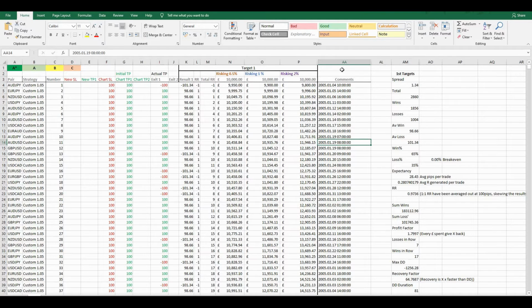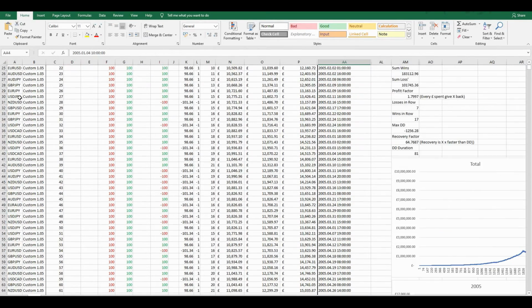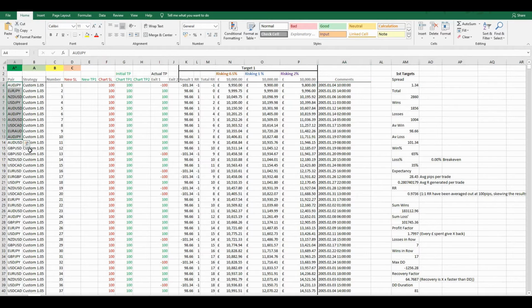So this is my backtesting spreadsheet. This is combined in date order. So we've got the date down the side here, starting from 2005 all the way up to 2019. The pairs, this is the strategy, this is just what I've called it. It's a custom pattern. Stop loss, profit target. Now I've gone with 100 pips and 100 pips.